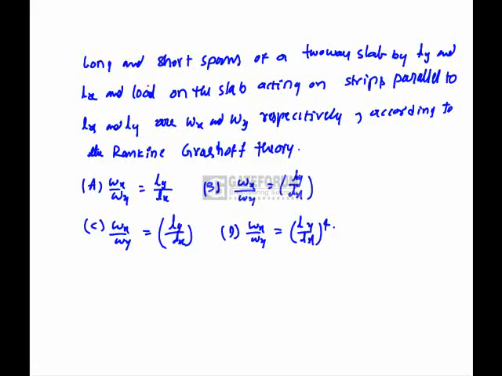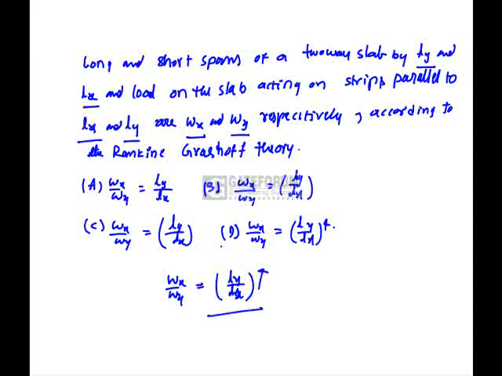The long and short spans of a two-way slab are given by Ly and Lx, and the loads on the slab acting on strips parallel to Lx and Ly are given as Wx and Wy respectively. According to the Rankine-Grashof theory, the relationship between the load Wx and Wy on the slab along the short and long lengths of the two-way slab is given as Wx by Wy is equal to Ly by Lx whole power 4. So option D is correct.